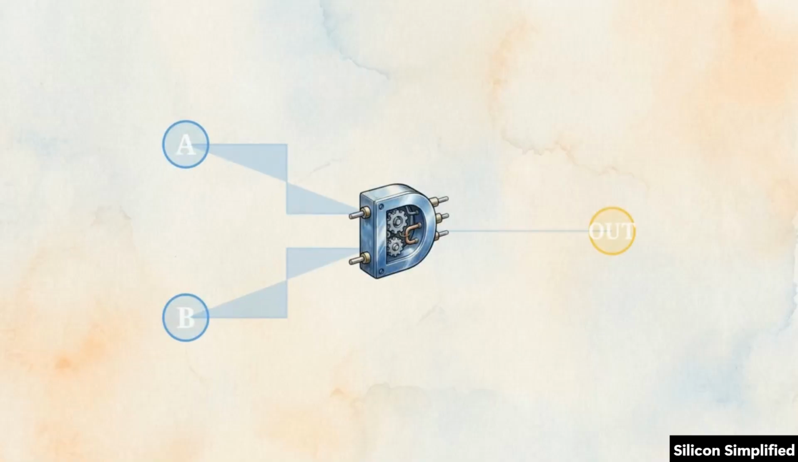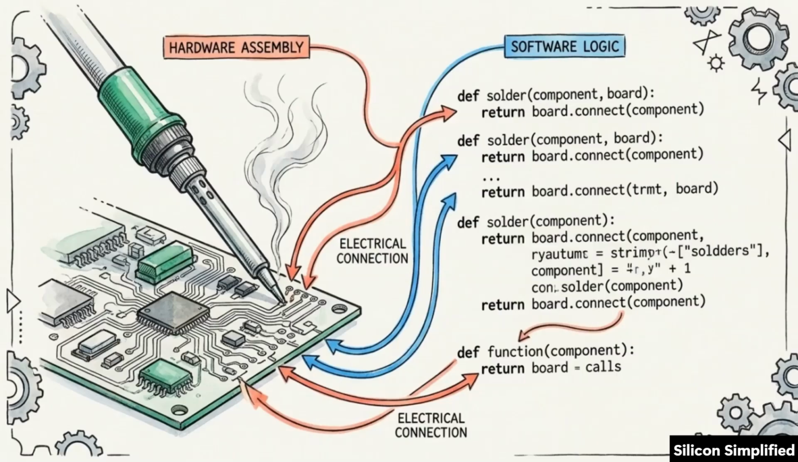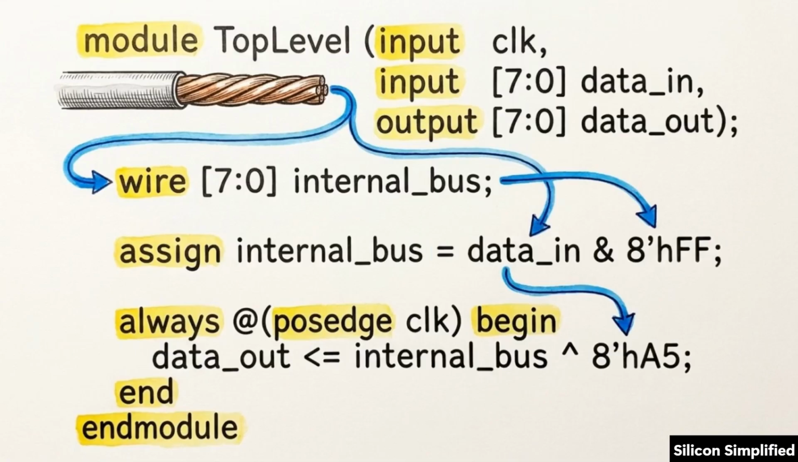In a purely combinational circuit, the output must be determined solely by the current inputs. There is no clock cycle, no state retention, and absolutely zero memory. The problem is that we don't build these circuits with soldering irons. We write code. And this exposes the central engineering trap of Verilog.